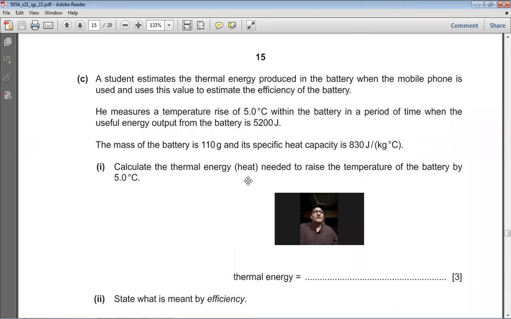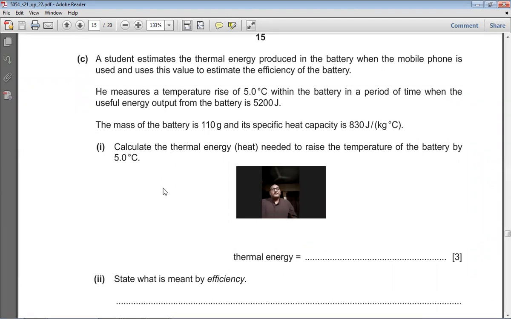He says that a student estimates the thermal energy produced in the battery when the mobile phone is used, and uses this value to estimate the efficiency of the battery. He measures a temperature rise of 5 degrees centigrade within the battery in a period of time when the useful energy output from the battery is 5200 joules. The mass of the battery is 110 gram, and its specific heat capacity is 830 joules per kg per degree centigrade.